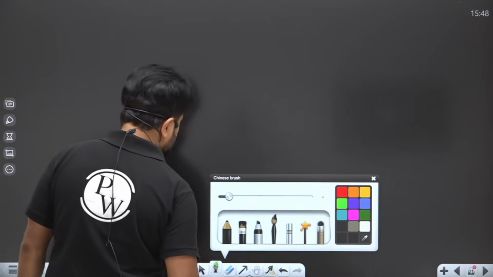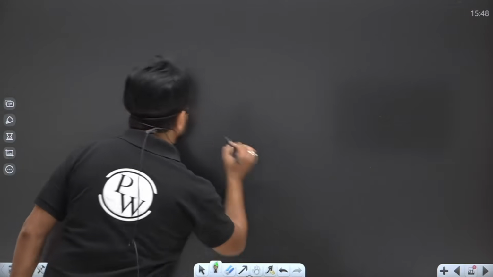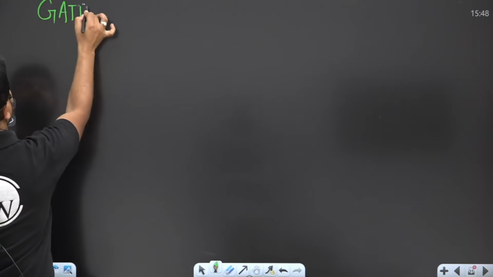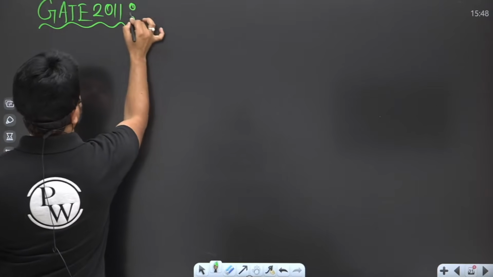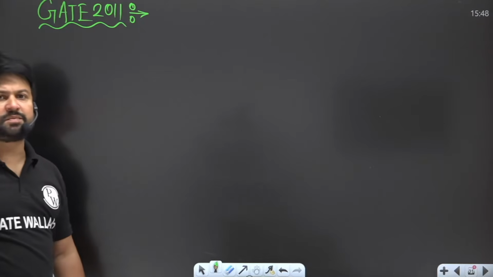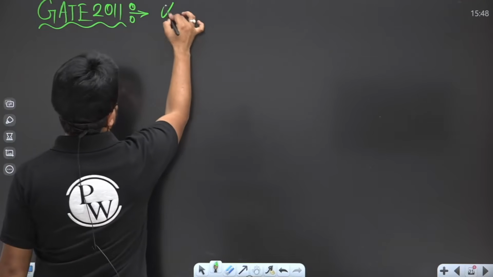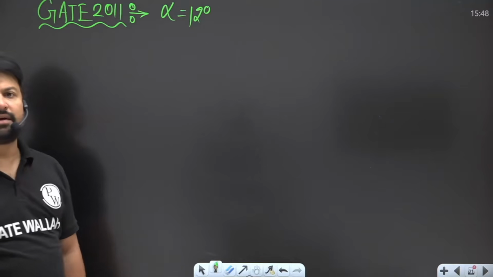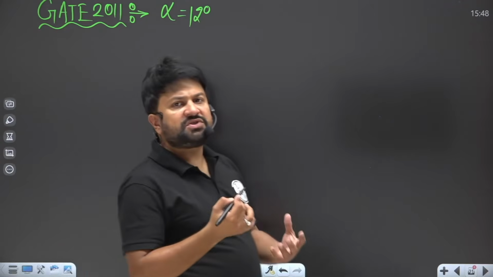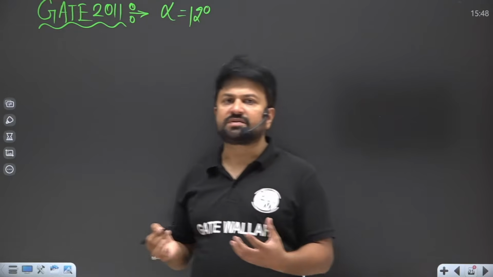The next question was asked in GATE 2011, right? GATE 2011. What was the question? The question is very simple. A single point cutting tool with 12 degree rake angle, that is alpha equal to 12 degree, is used to machine a steel workpiece.